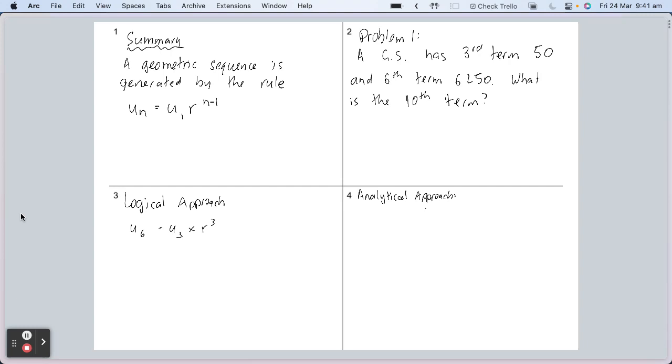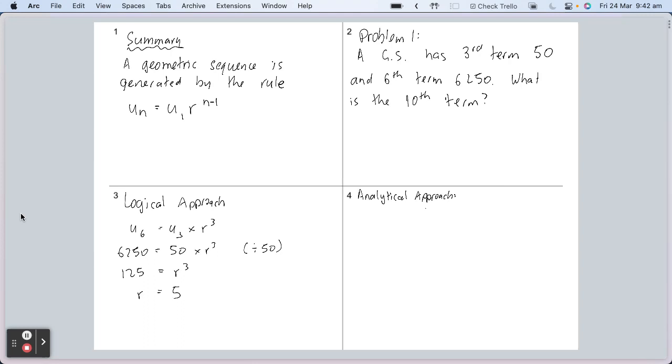Is that okay? All right, well, that's great because we know what U6 is, we're told it, 6250. We know what U3 is, we're told it, it's 50. So we can substitute those values in, and now we can solve for r. I'll divide both sides by 50, and I will get, because I've done this before, this would be a calculator operation, but I already know what it is, 125 equals r cubed. And everybody knows that when you cube root 125, you get, well done Eve, 5.